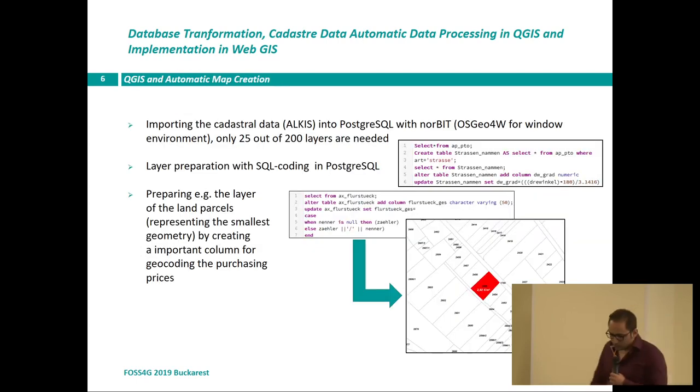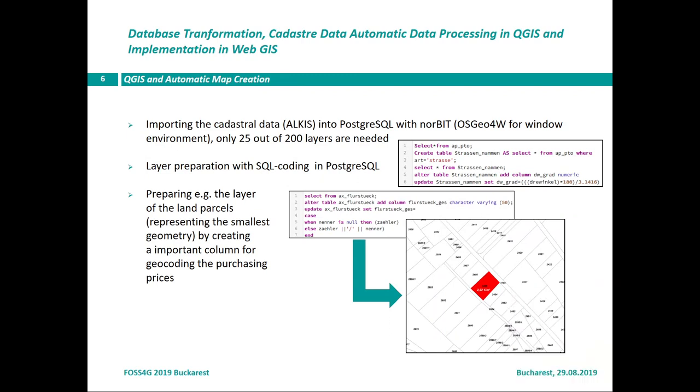So, I want to divide my project into three important aspects. The first part is dealing with data preparation in the database. We are using the Norbit extension from OSGeo4W for the Windows environment to import the raw ALKIS data into PostgreSQL, PostGIS. As I told you, we have more than 200 layers, in some cases 212, 213. We must provide this kind of data.